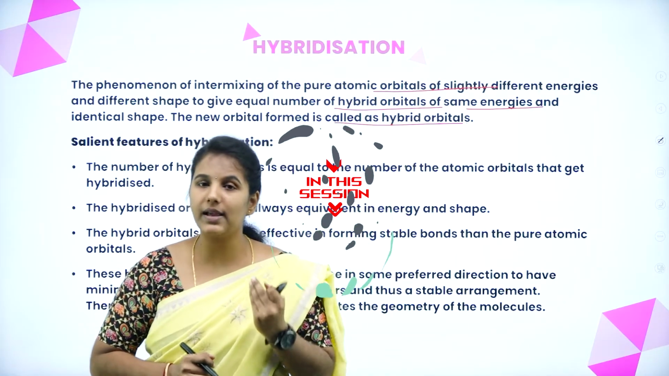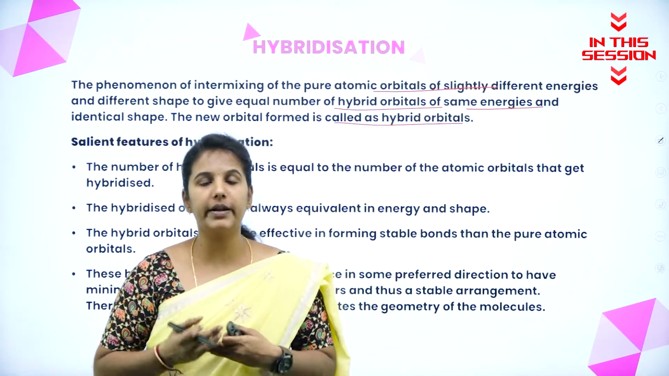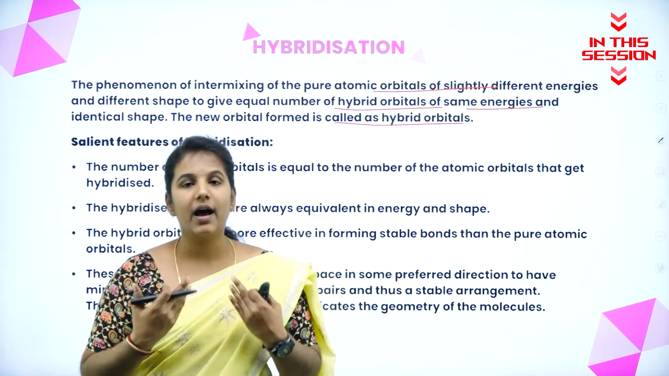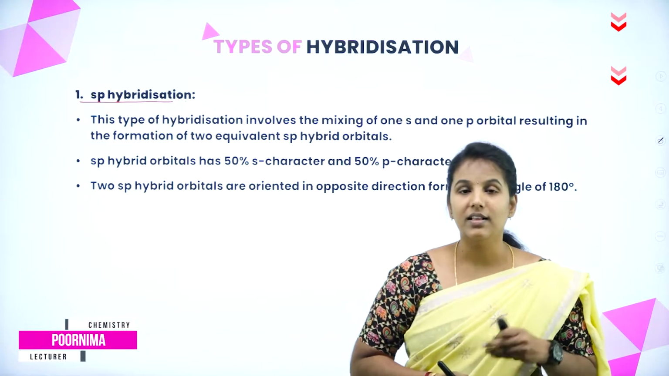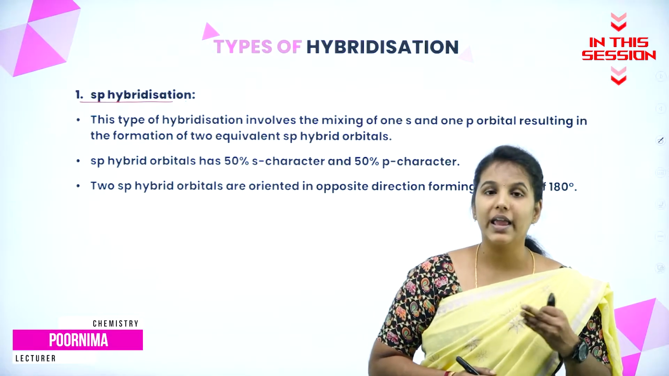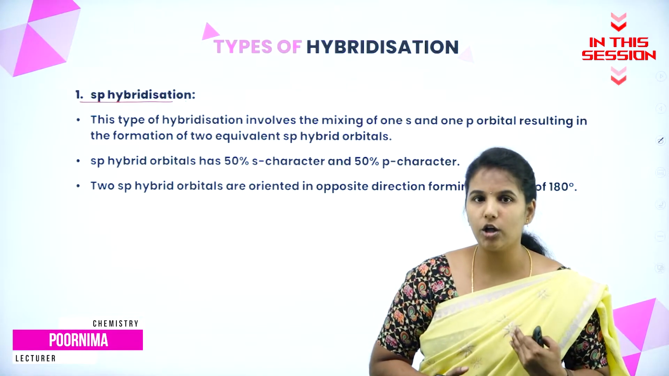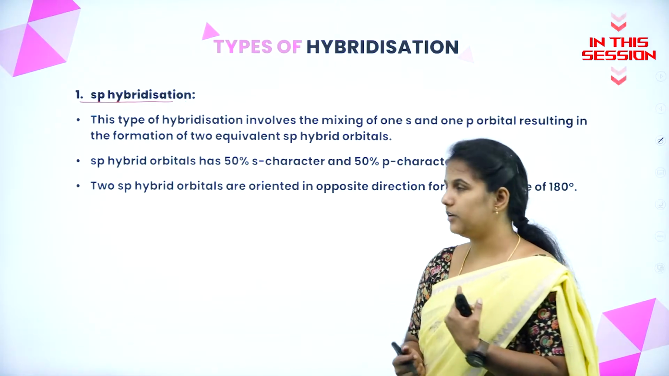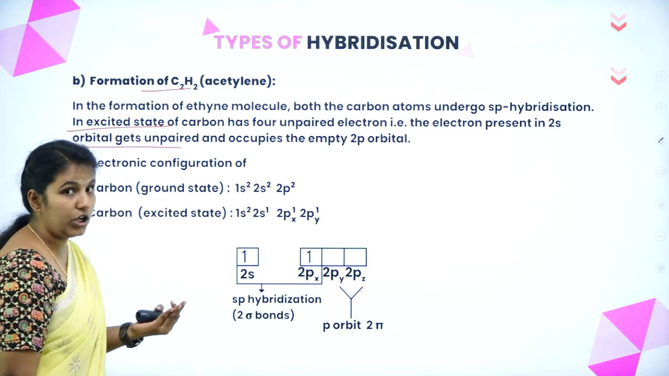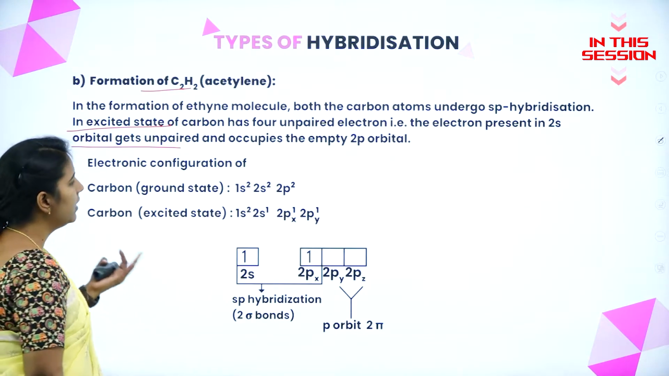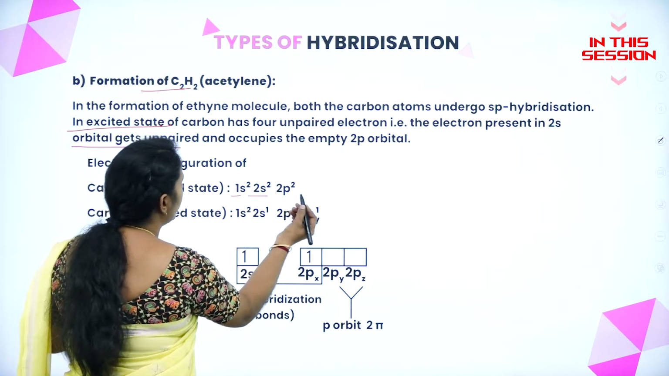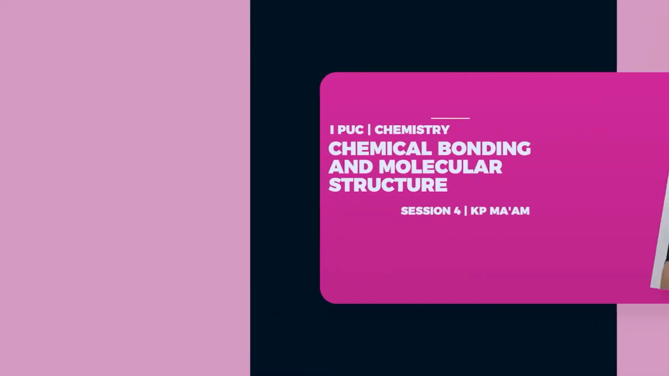Hybridization will be done by considering pure atomic orbitals having different shapes and different geometry. What does that sp stand for here? The s and p stand for the s orbital and the p orbital hybridization. So what is the ground state electronic configuration of carbon here? It is 1s2, 2s2, 2p6.